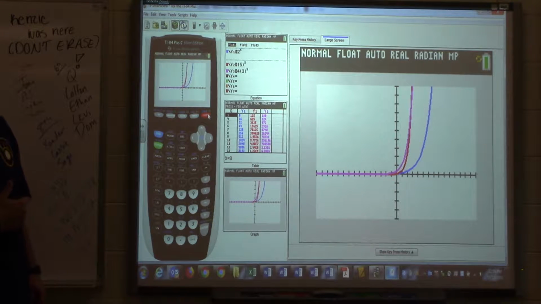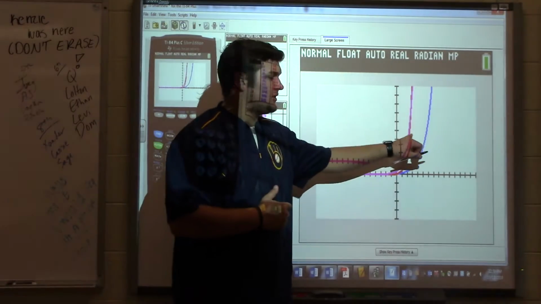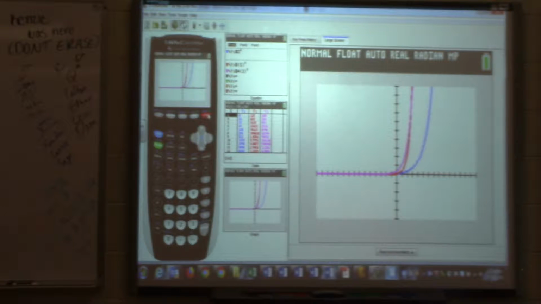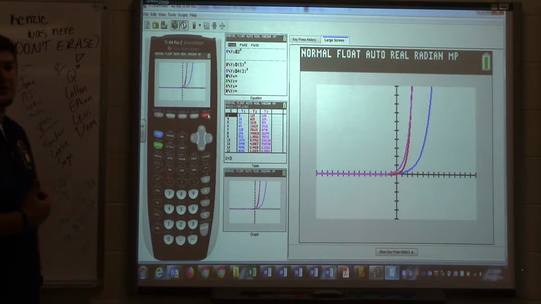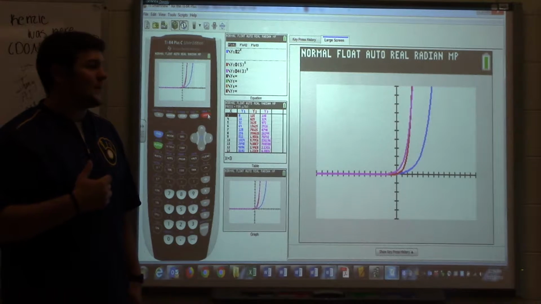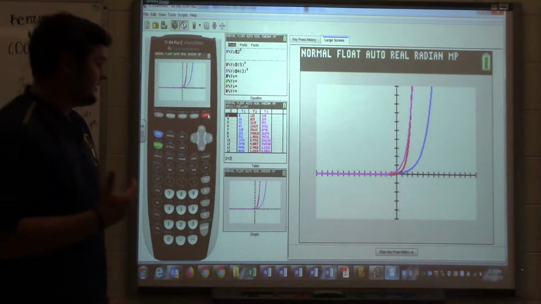Look what happens. Why are these ones different than the blue ones? What happens when I change my number up front? Because when they go up, they're closer to the y-axis. They're closer to the y-axis, so they get steeper, right? Well, let's look at it.